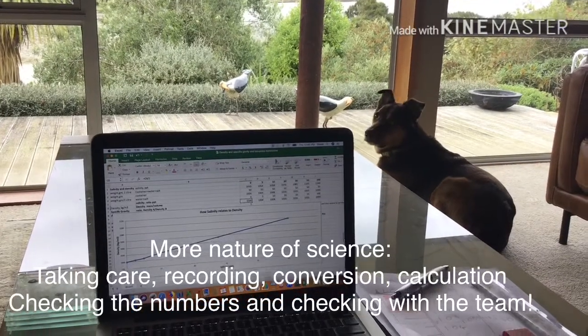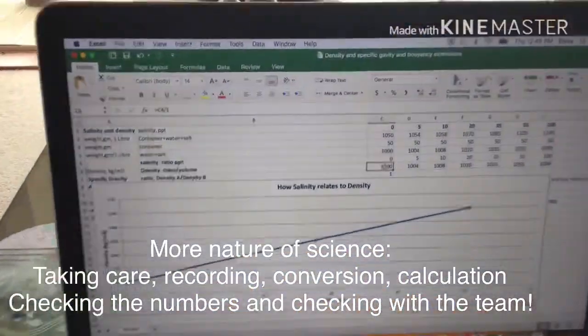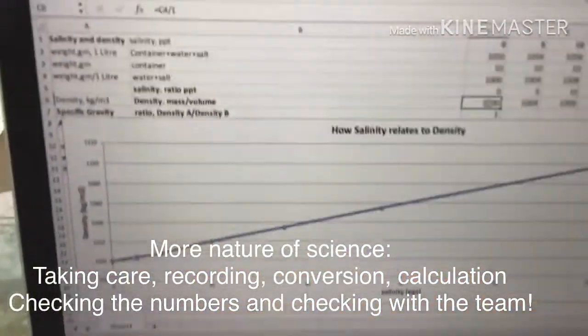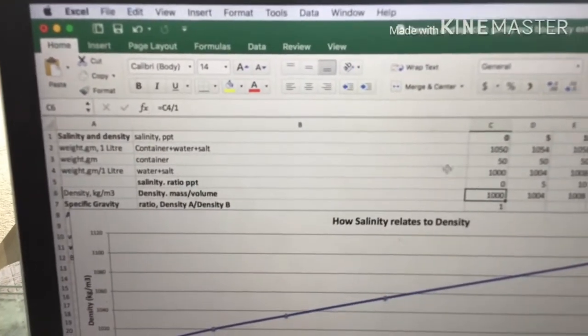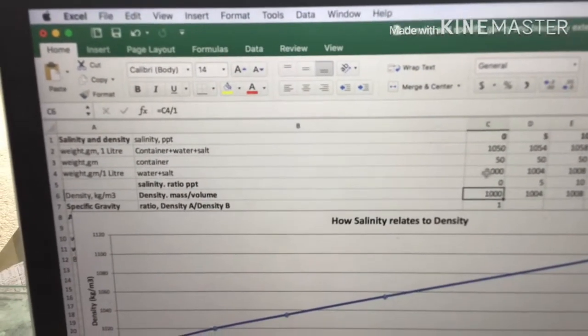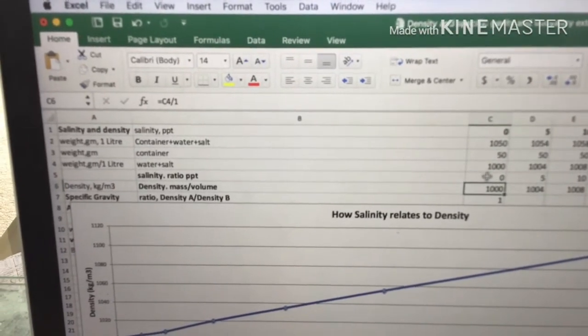Well, I don't know if you noticed, but Mocha did. She discovered a little mistake I'd made in my presentation 1.3. If you look carefully, what you'll see is that I've put in originally the wrong conversion for density.